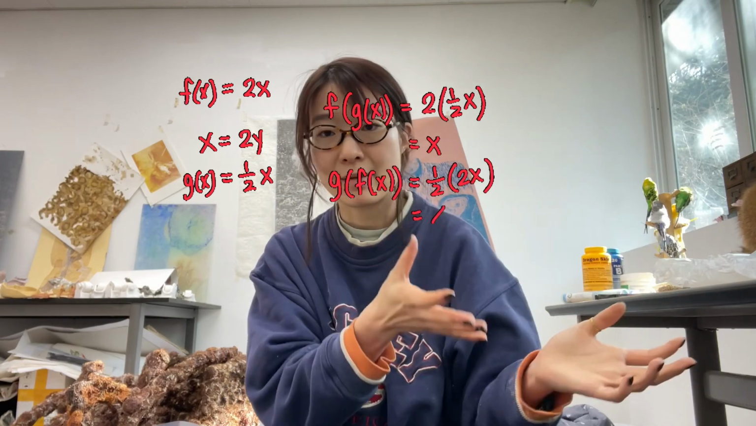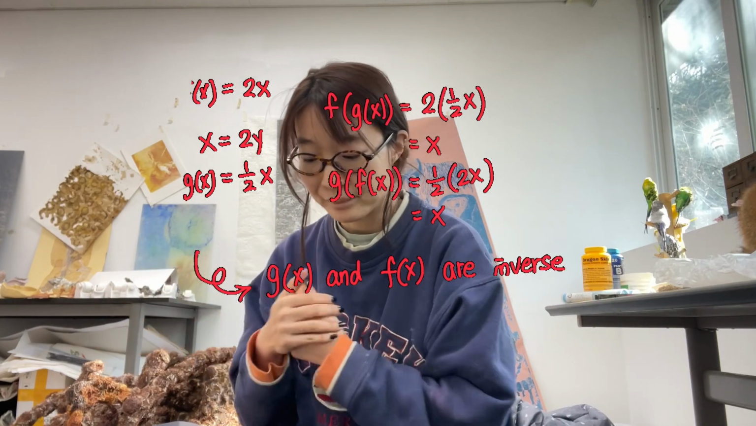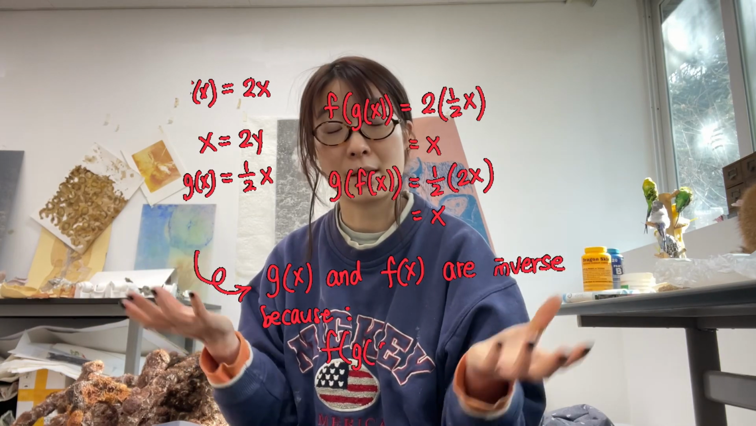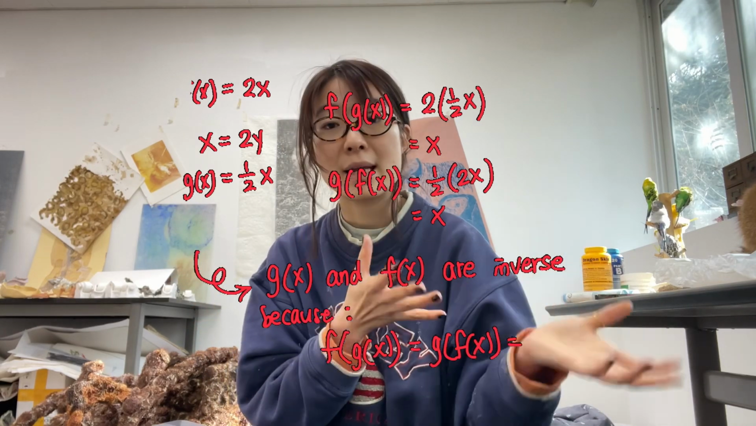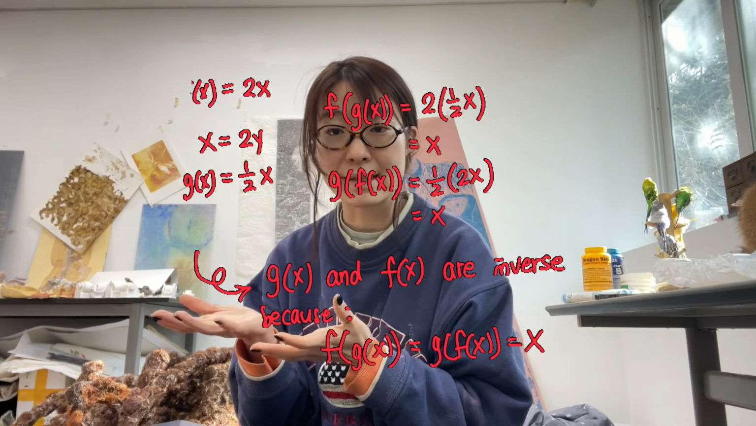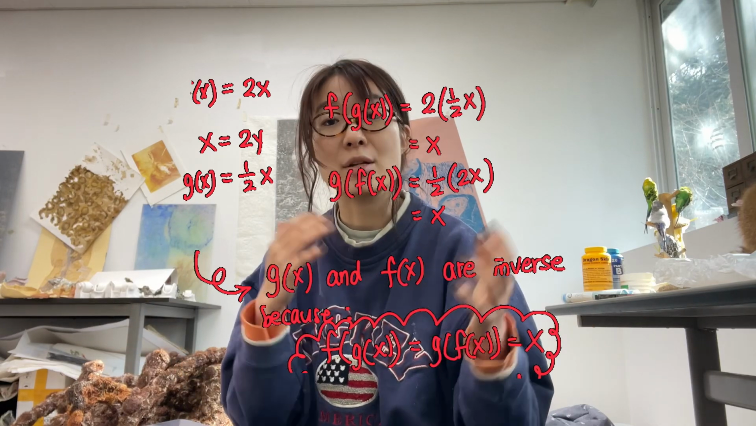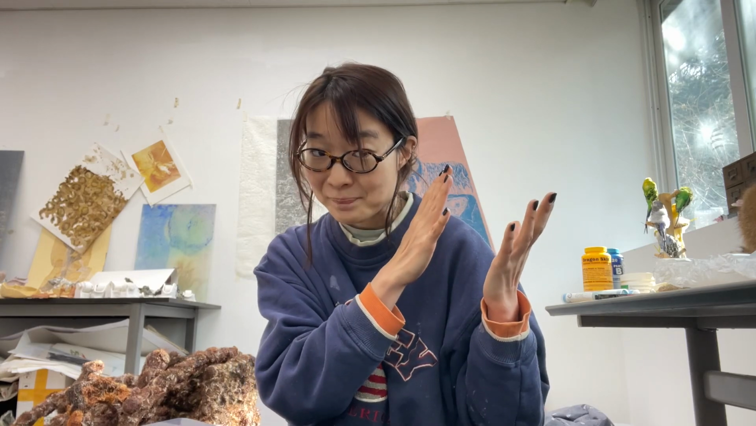So let's go ahead and find f of g of x, and that will give us 2 times half x, which would be x, and g of f of x would also give us x. So now I know that g of x and f of x are inverse of each other because why? The composite functions f of g of x and g of f of x both give us x. So therefore, they're inverse of each other. So now we know how to verify if the functions are inverse graphically, but also algebraically.